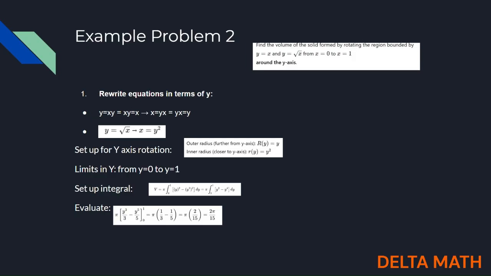Next, we need to find our outer radius and inner radius, where our outer radius is equal to y, and our inner radius is equal to y squared, with limits in y from y equals 0 to y equals 1. Next, we set up our integral. So we get V equals pi integral from 0 to 1 of y squared minus y squared, squared again, dy, which equals pi integral from 0 to 1 of y squared minus y to the 4th dy, which then we evaluate, and we get 2 pi over 15.